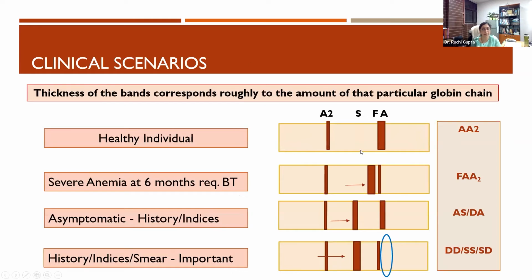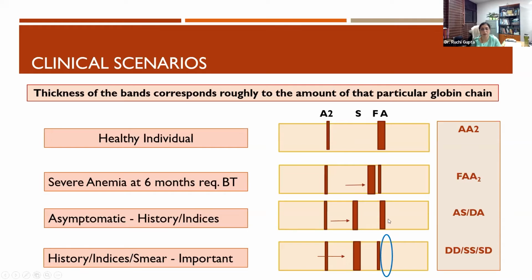So if this was the pattern for a healthy individual, suppose this is the pattern which we are getting for a child who was 6 months requiring blood transfusion. So what we can see is that probably this is a post-transfusion sample. You have some amount of A and majorly F. So if I have a child who is presenting with this pattern, I'm probably dealing with a case of thalassemia major or a patient with homozygous beta thalassemia.